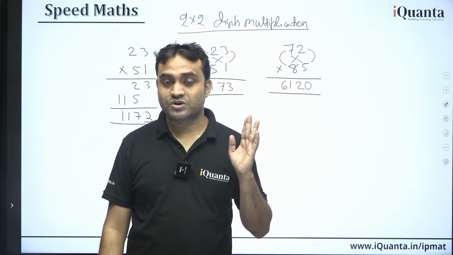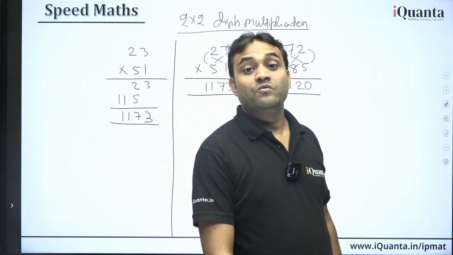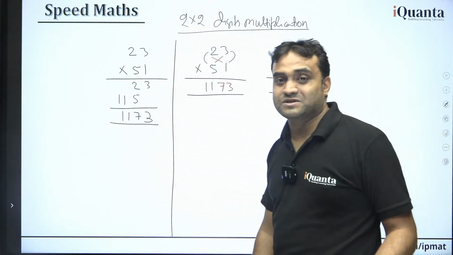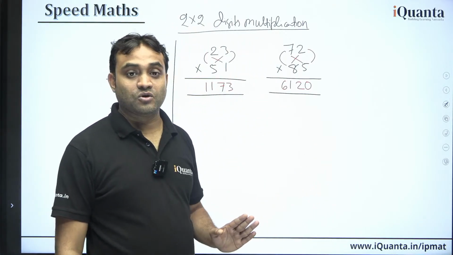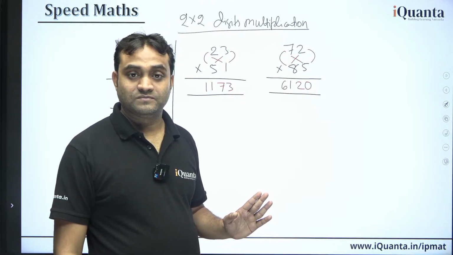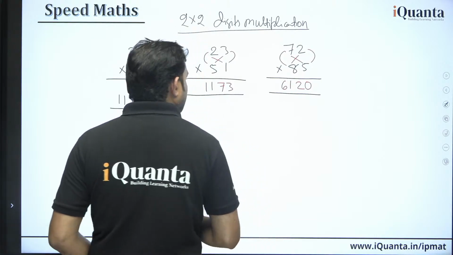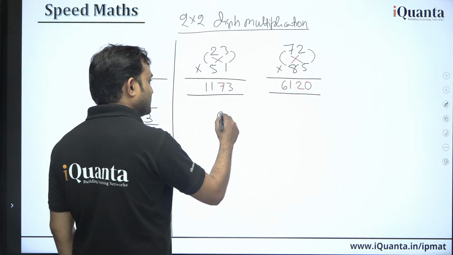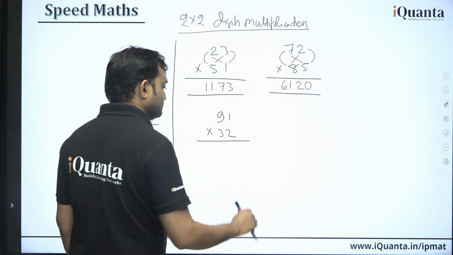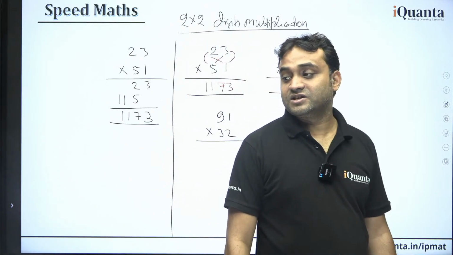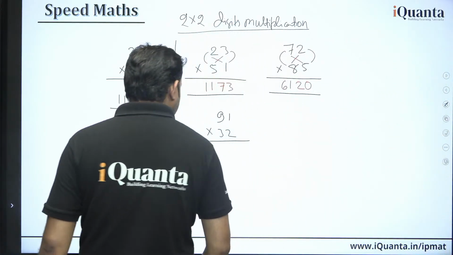Tell me, you are able to find the multiplication of 2 digit into 2 digit, which can be used multiple times while solving questions. You can do this calculation on your own in one step, right? Now tell me, what will be the calculation if I take another number, something like 91 into 32? Using the same method, try this one and let me know your answer, okay? 91 into 32.